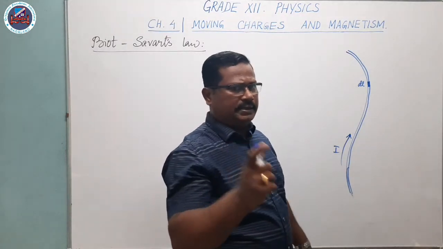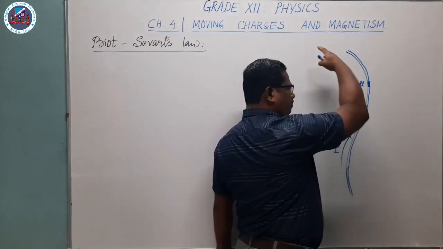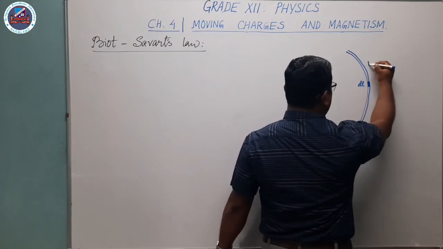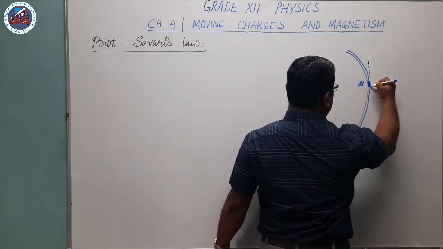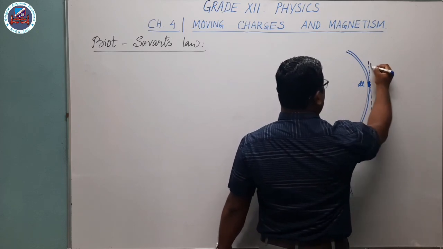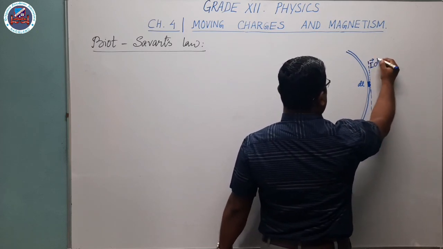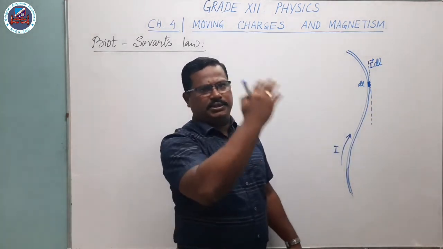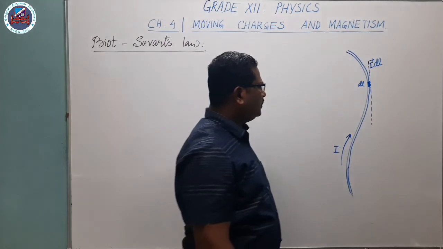Now, current has direction here. You can see it's going up. So, the direction in a curved path, we know that it will be tangential to the curve. So, I'll take it like this, drawing the tangent. This will be your IdL. Together we will treat it as a vector quantity. Current with direction you are taking this time.